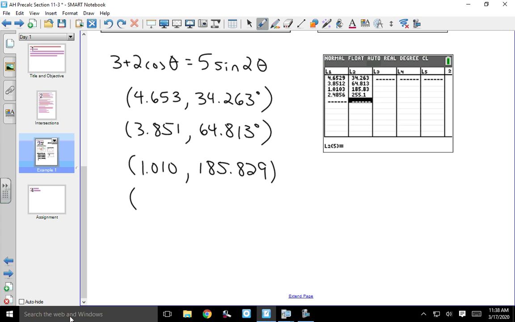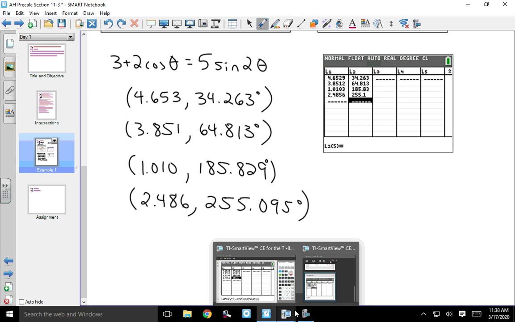So the r value is 2.486, and the theta value is 255.095 degrees. All right, there we go. That's what they wanted: the solutions to that system consisting of those two functions in that particular interval.